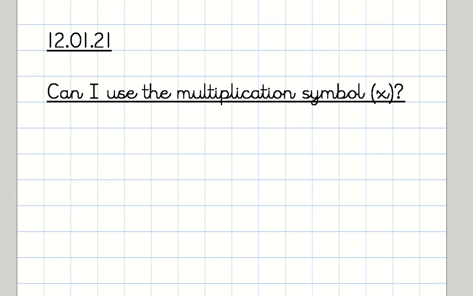Our learning for today is going to be answering the question, can I use the multiplication symbol? Now this will be a recap lesson on what you looked at in year 2. So hopefully for a lot of you, you're going to feel quite confident when it comes to the task at the end of this lesson.